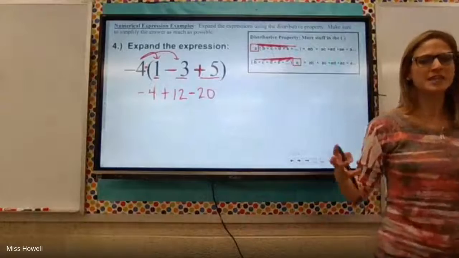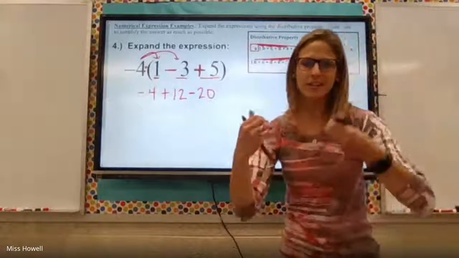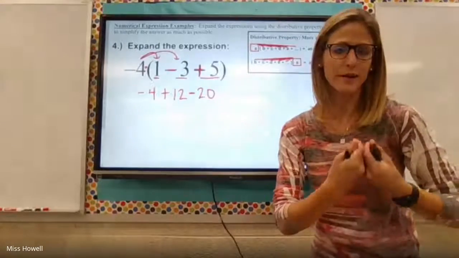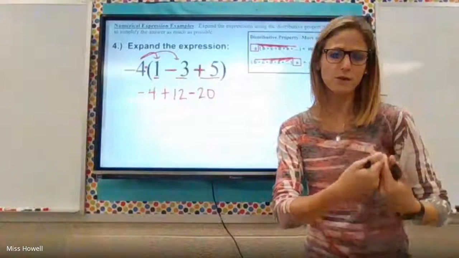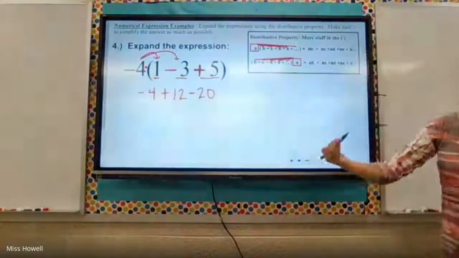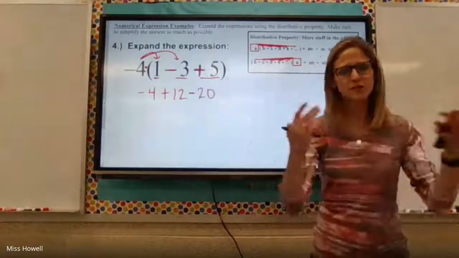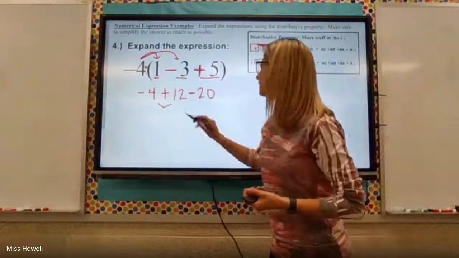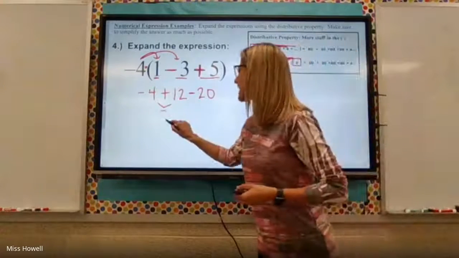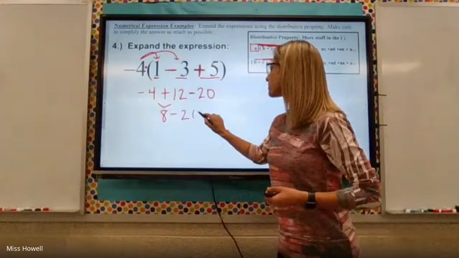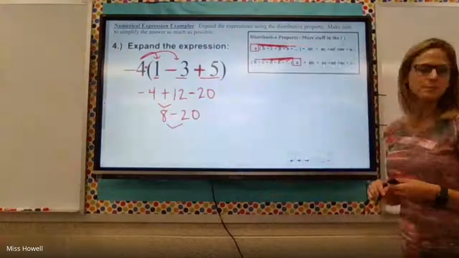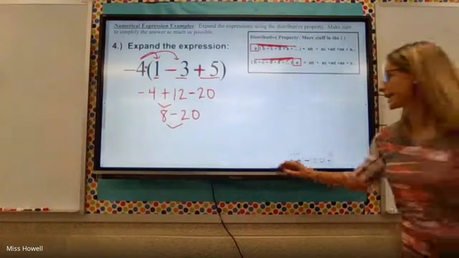All right, from here we would say, am I stuck? Or can I do a little bit more to see if I can write it in a more basic, simplified version? And since these are all numbers, we can keep going. And more specifically, we can work from left to right until we're completely done. So negative 4 plus 12 would give us an 8. And then we still have our subtract 20. And then 8 minus 20 would just give us a negative 12.